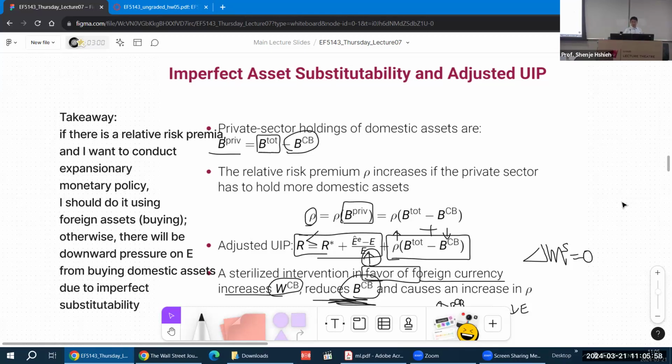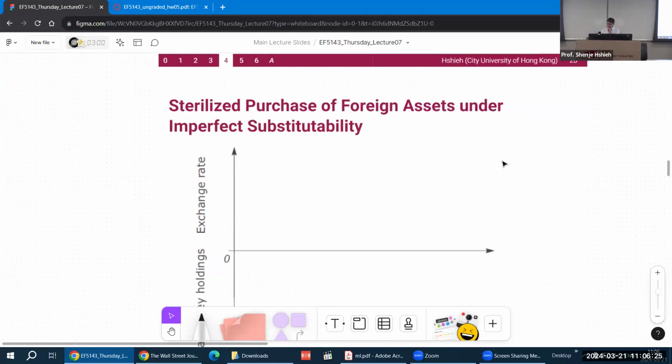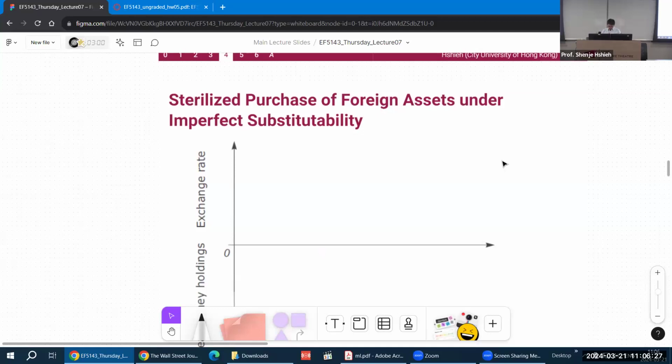Now that's something to think about. Additional policy tool that you can think about if you are the emerging economy, right? In which rho is zero. Then you can actually not touch MS at all and still get a change in E if you change the supply of privately held domestic assets, right? So let's observe that graphically.